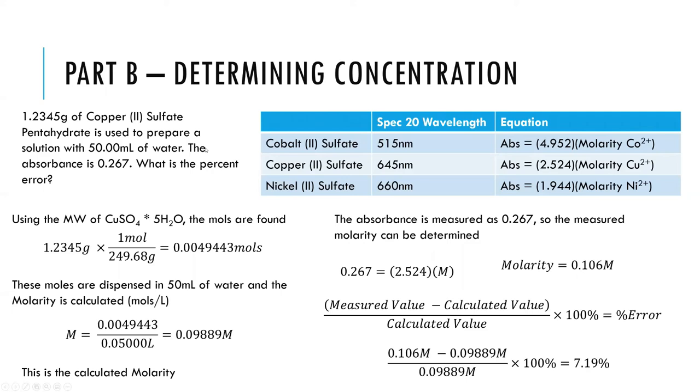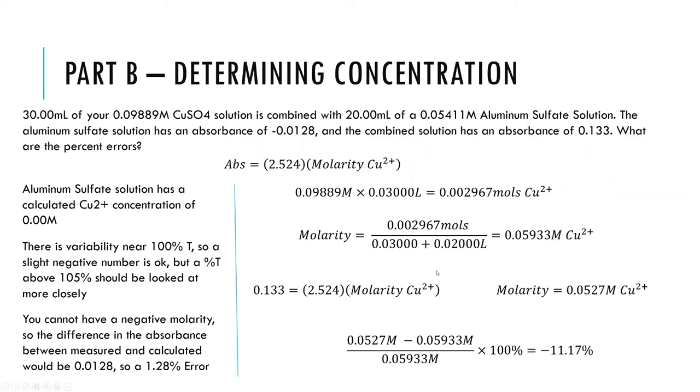So in this example of the copper 2 sulfate, you have the absorbance being measured of the copper 2 ion. It is a 0.09889 molar solution of copper 2+ ion, and that's what is measured through the spectrophotometer. When you look at the other two solutions, only one of them should contain some of that transition metal, that third solution, that combination. That still has some of the transition metal ion in it.